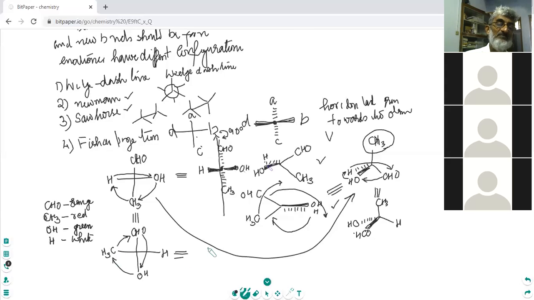This is the same as CH3, H is here itself, this CHO comes here, and the OH comes here. Now see here, compare this and this. Both sides, H and OH, CHO and CH3 have got inverted. So in a Fischer projection, this inversion will not change the molecule. What type of inversion? Both the side inversion will not change the molecule.